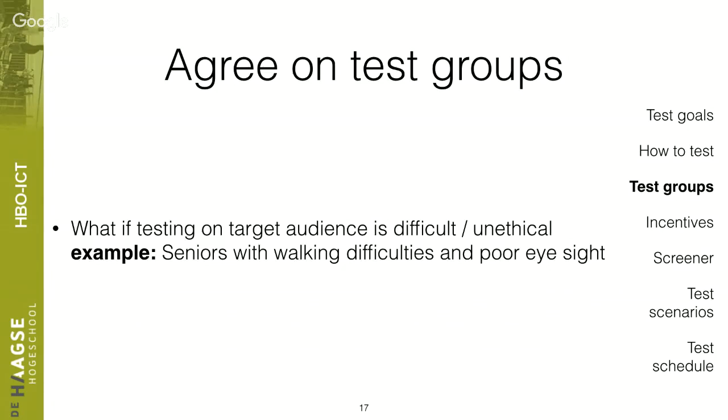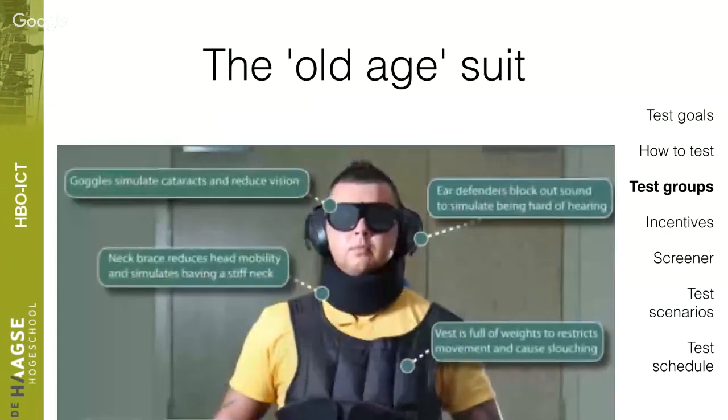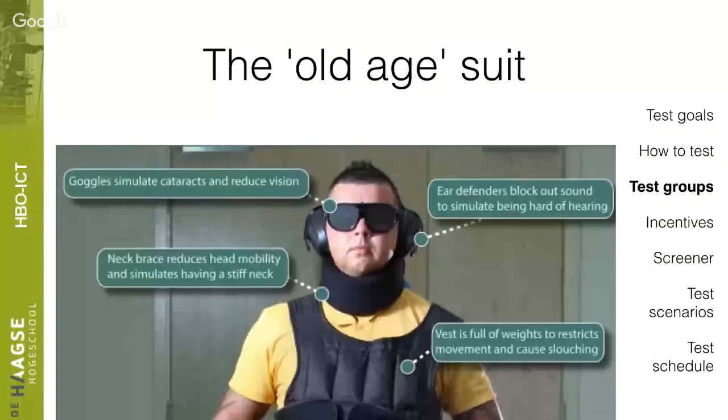So what you need is to design the experiment in such a way that you can simulate these effects. And the solution that they came up with is this old age suit, which has a lot of features that will turn a fully competent adult into someone who has problems walking and seeing. So there are blacked out goggles that will block vision. There are headphones that will block out sound, so it will also simulate hearing disabilities.